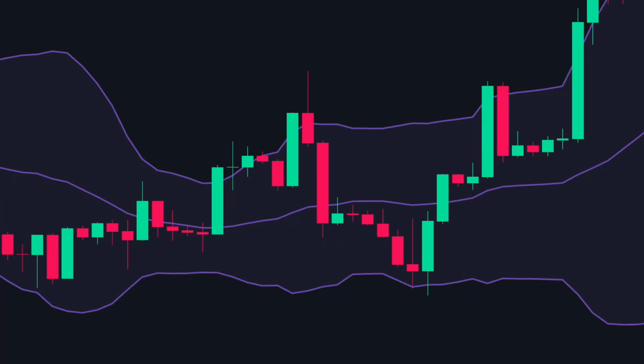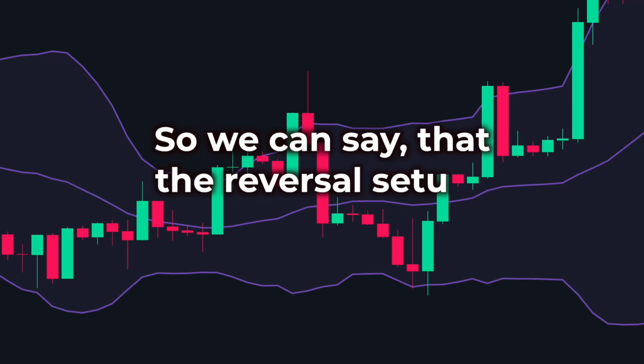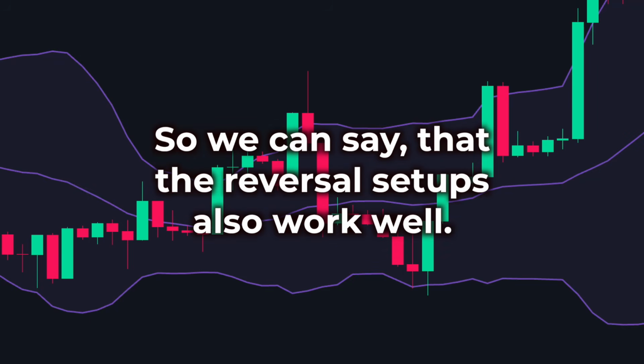Here is a bullish reversal setup. Here we see that the price touches the lower band on this candle, and it immediately reverses and moves upward. The price goes on to touch the upper band here. So we can say that the reversal setups also work well.